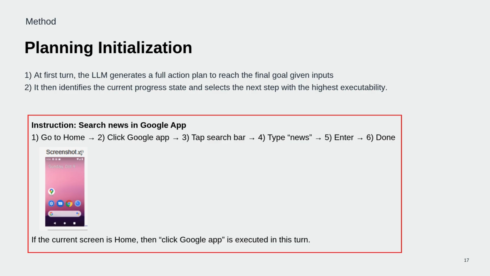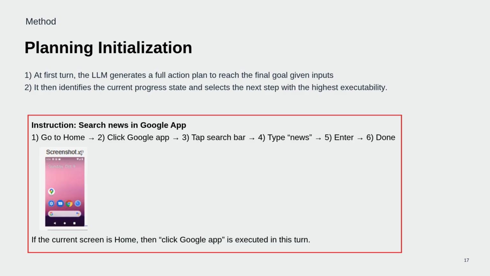In plan initialization, there are two steps. At the very first turn, the LLM generates the full action plan to reach the final goal based on the user instruction. It then identifies the current progress state and selects the next step with the highest executability.